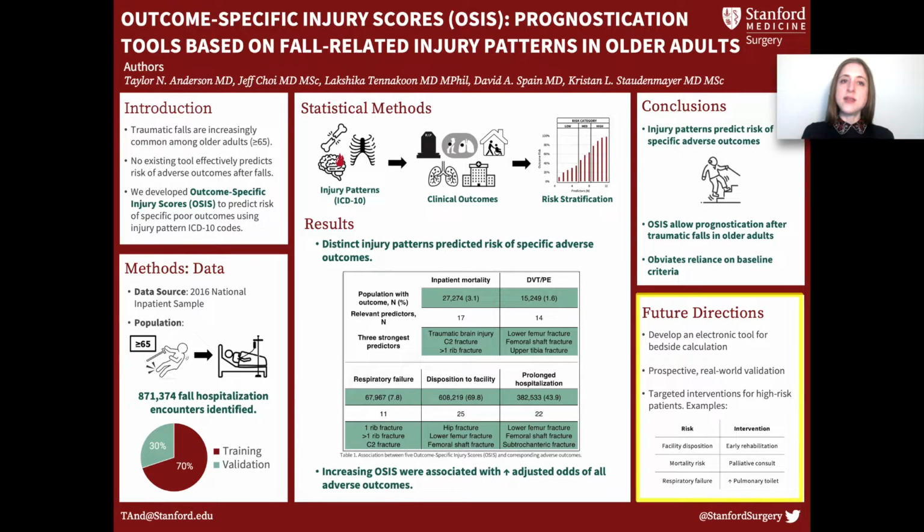For example, integrating automatic OSIS scores into the electronic health record could allow automated workflows such as prioritized physical rehabilitation for patients at risk of disposition to a facility, or aggressive pulmonary interventions for patients at higher risk of respiratory failure.